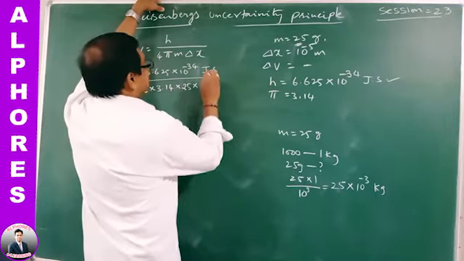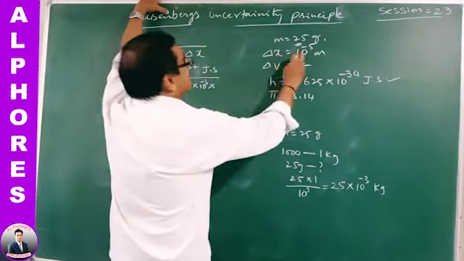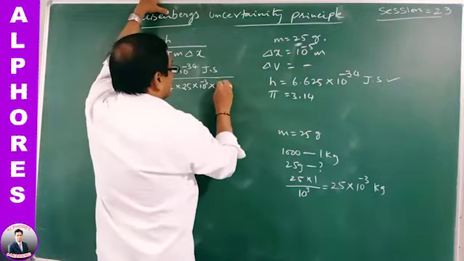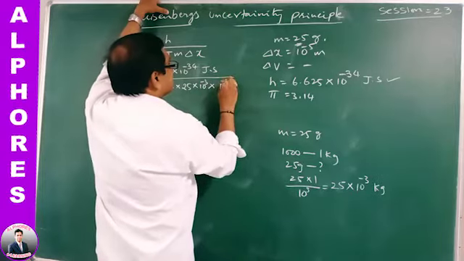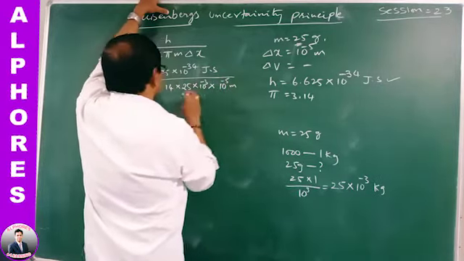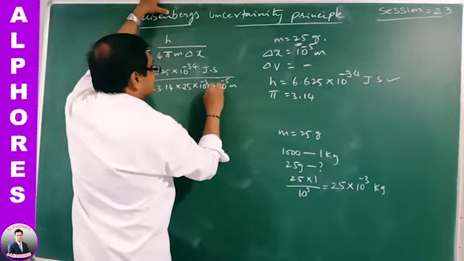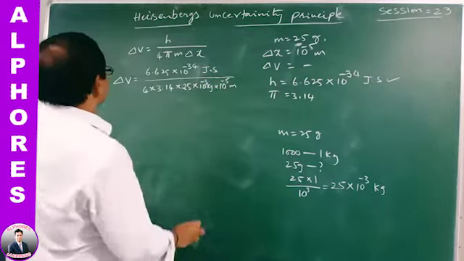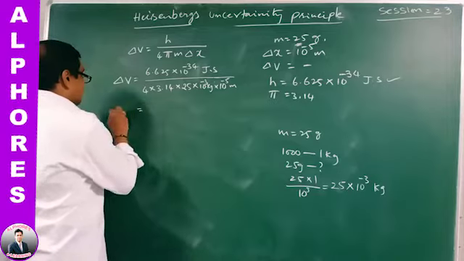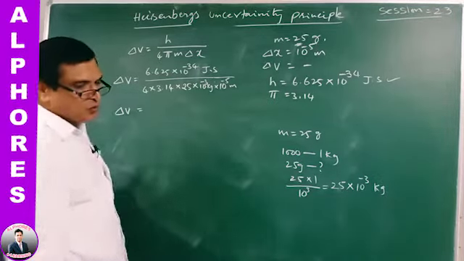Into delta x. Delta x is how much? 10 to the power minus 5. It is given in meters only, and the mass is in kg. Done. Now on solving this, find out delta V.